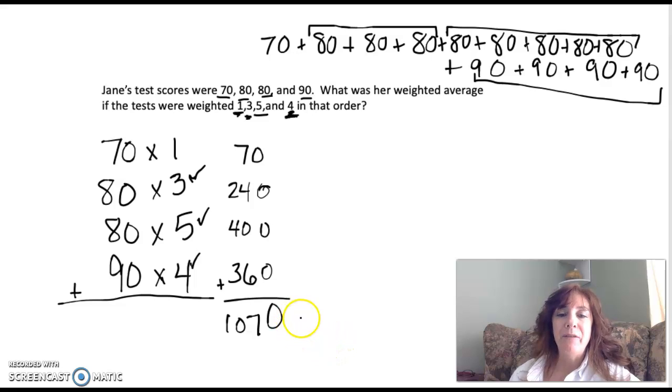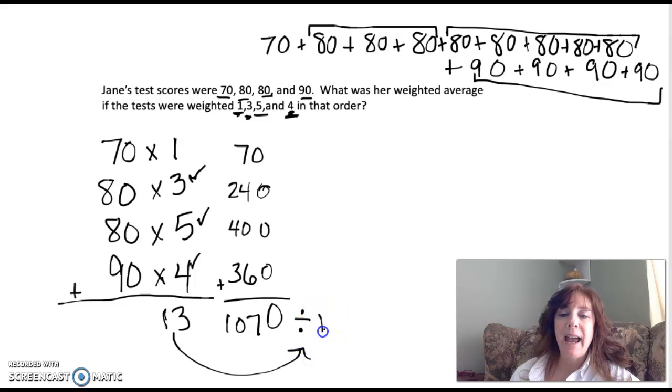Now I need to divide by how many there are. If you look up top, it's easy to see. You can count how many there are. But if I want to divide by how many there are, I can add this 1 time, 3 times, 5, and 4 all together and get 13. I have 13 weights, and so 13 is how many there are.